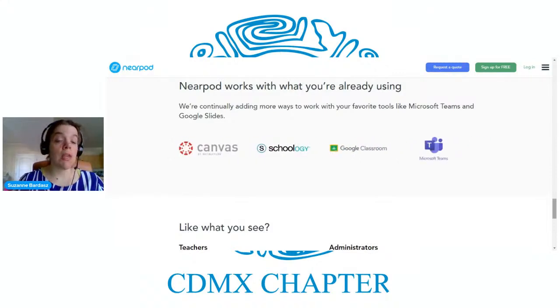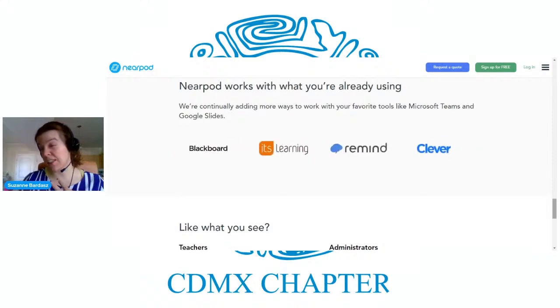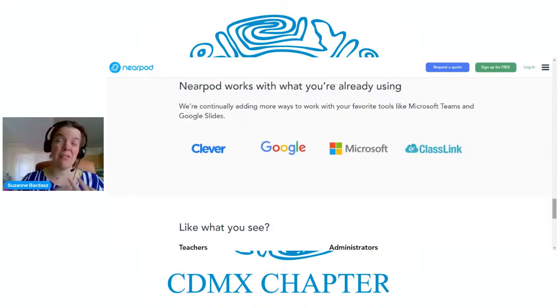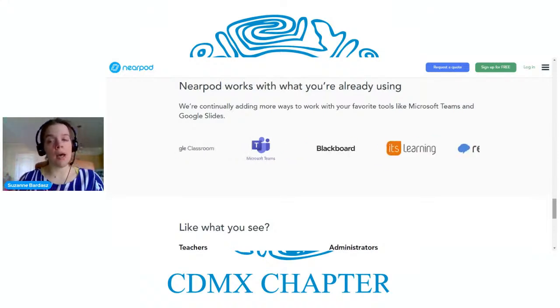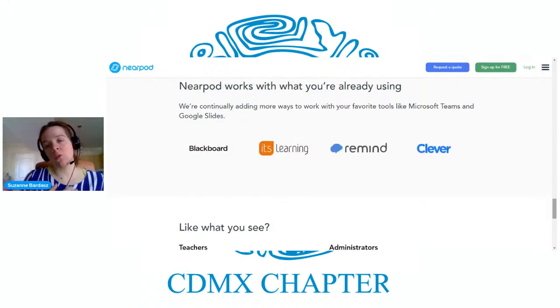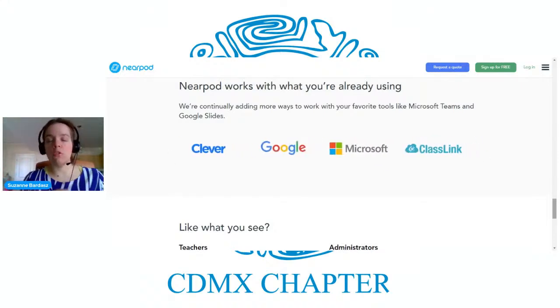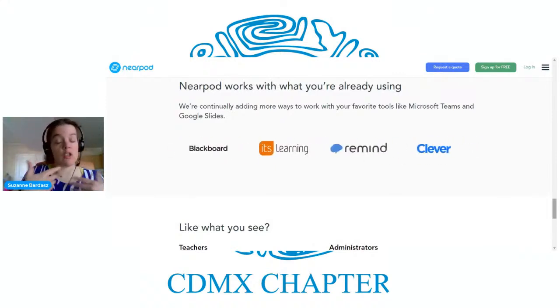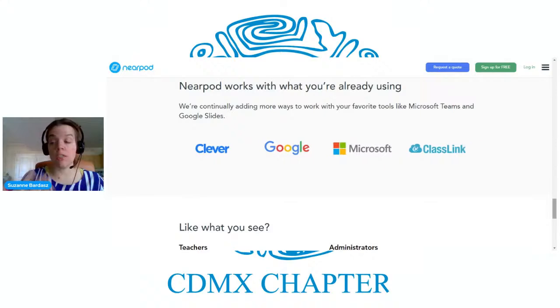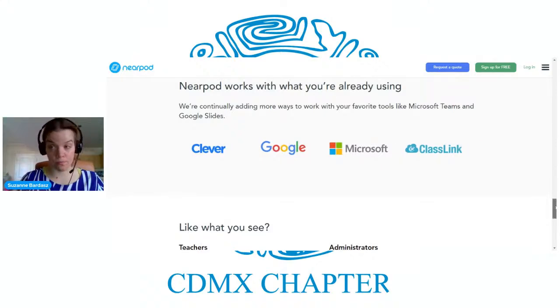Nearpod can also be integrated with Zoom, and this is a new feature. And I believe, unfortunately, that's a paid feature for Nearpod. But I can talk to you about how you can use Nearpod if you don't have the paid version. Again, you can do a lot of it with just the free version itself.